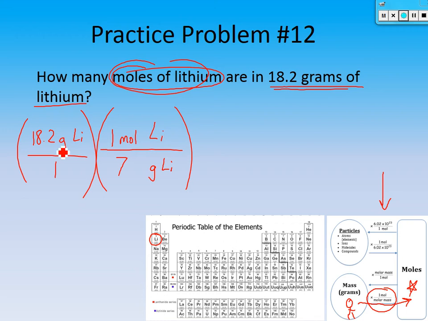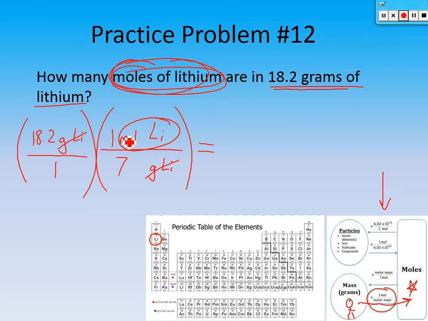Now let's cancel out units. Grams of lithium divided by grams of lithium is 1. It cancels out. So strike that. What units are we left with here? Moles of lithium. Well, look, that matches what we wanted to go to. So I can stop there, throw on your equal sign.